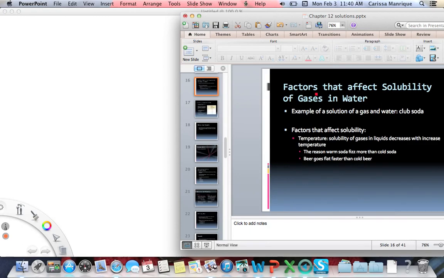We already went over the factors that affect the solubility of gases. So remember, it's the opposite. For a solid, you want to increase temperature. But for a gas, you want to decrease it. Because if we increase the temperature of a gas, it's going to become more gas-like. We don't want it to become more gas-like. We want it to become more liquid-like. So what do we do? We cool it. And as you cool a gas, it becomes more liquid-like, and so it can actually dissolve more.